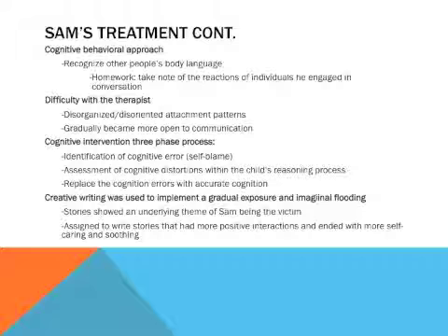And what they did is they decided to take a creative writing approach, and this was used to implement a gradual exposure and imaginal flooding because Sam had such a hard time talking directly about the trauma that he suffered. And what it showed is he wrote a bunch of stories, and they showed that he was continuing to be the victim in all these stories, and this was again the distortion of his cognitive thoughts. So to change that into more of an accurate cognition, the therapist assigned him to write stories that had more positive interactions and ended with more self-caring soothing.